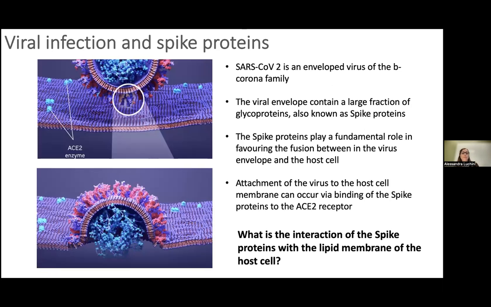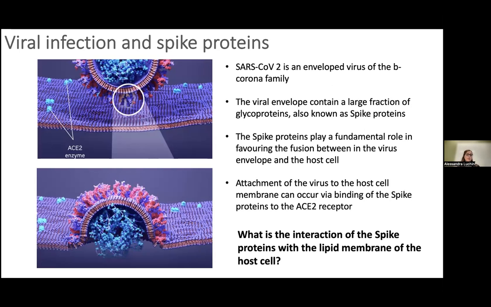So as you probably know very well, SARS-CoV-2 is an enveloped virus, which means that the genetic material, the RNA, is encapsulated in this envelope, which exposes at the surface all these little tentacles that are actually the extramembrane domain of glycoprotein known as spike protein.